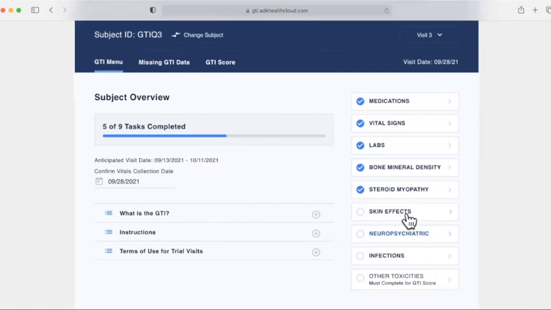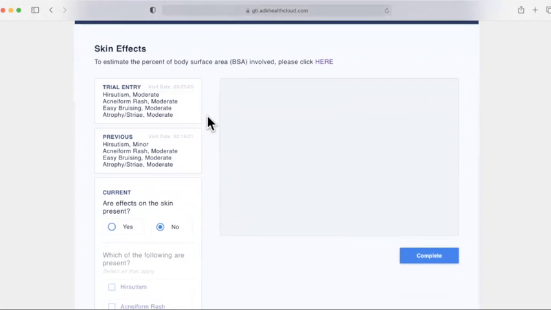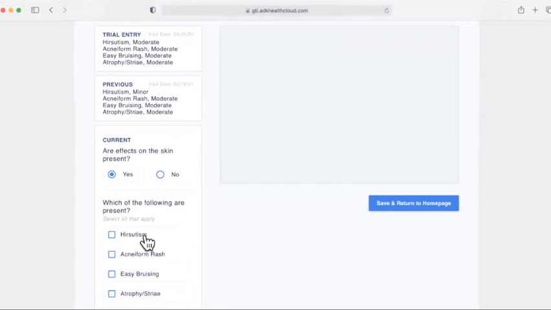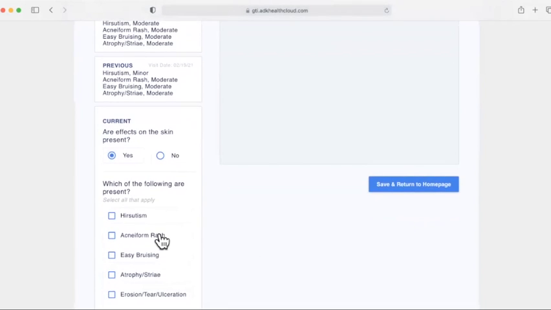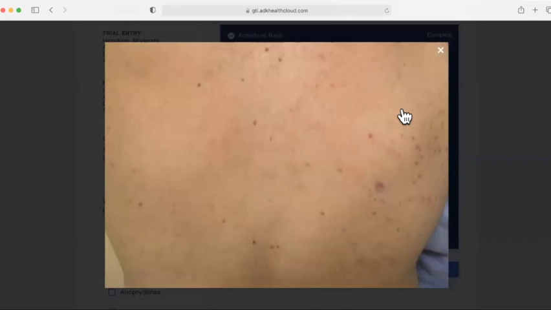So we move to the skin domain, and the patient's baseline and follow-up skin toxicities are shown here. There's a considerable amount of skin toxicity, and there is still some skin toxicity here in follow-up, but the hirsutism, which was present, is now resolved. So there's no hirsutism. The acne, which is moderate, is now minor. And there are pictures of these different toxicities. This is minor toxicity now.